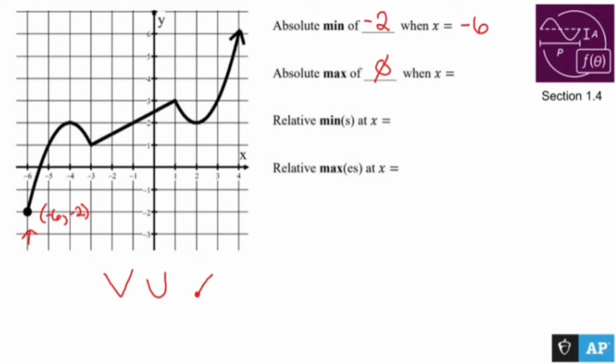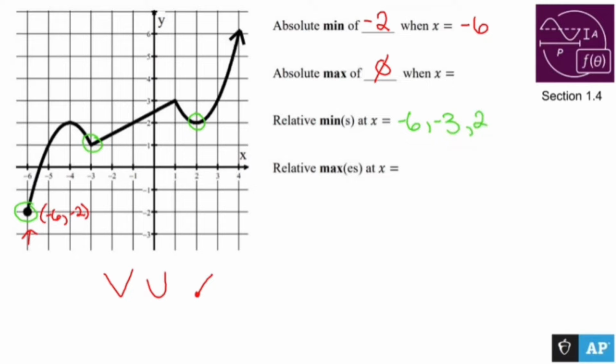So we have several here. We have a relative minimum here, because that's where it bottoms out. Then it goes up, comes back down, bottoms out right there. Goes up, comes back down, bottoms out right there. So we have 3 relative minimums at -6, -3, and +2.